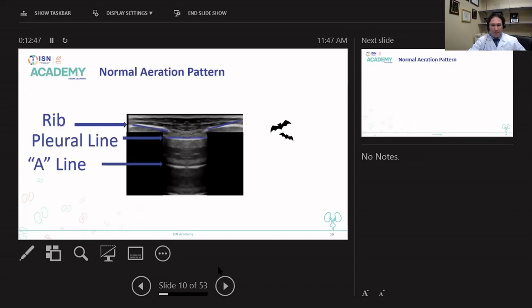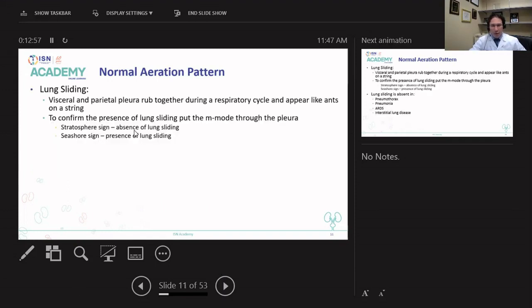There's our bat. You see wing, wing, head. Lung sliding is one of the most important aspects of a normal lung ultrasound. The visceral and the parietal pleura rub together during the respiratory cycle. And in a normal ultrasound, that will appear like a glistening or gliding at the pleural line. Some people have called it ants marching on a string.